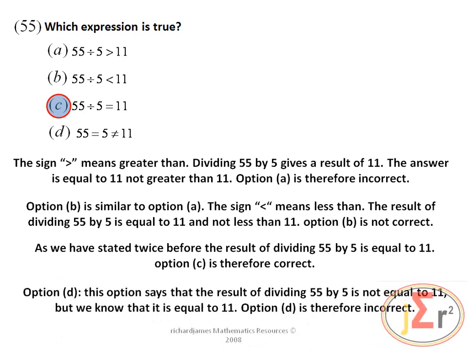And finally, option D, this option says that the result of dividing 55 by 5 is not equal to 11. And we have stated on 3 previous occasions that the result of dividing 55 by 5 is 11. And this statement is saying that it is not 11. Therefore, option D is not true.